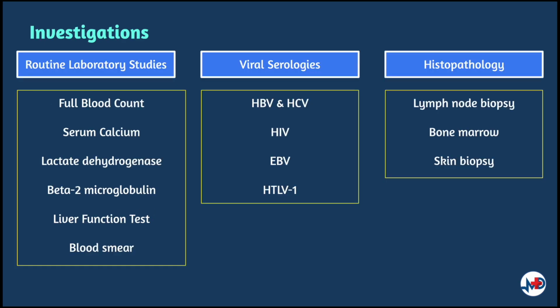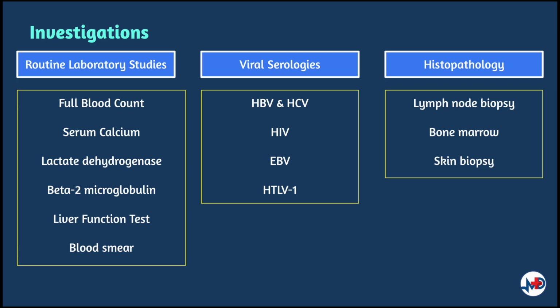Next would be routine lab studies, which include a full blood count, which may show anemia, thrombocytopenia, and variable white cell count. Serum calcium is raised, lactate dehydrogenase is usually elevated, and beta-2 microglobulin may be elevated, and this generally confers a poorer prognosis. There may be abnormal liver function test results, and this could be secondary to hepatic infiltration, and blood smears may reveal immature nucleated red blood cells with white blood cell precursors, abnormal lymphocytes, and circulating blasts. Viral serologies may be used to investigate possible underlying causes, and this includes HIV, hepatitis B virus, hepatitis C virus, Epstein-Barr virus, and HTLV virus 1.